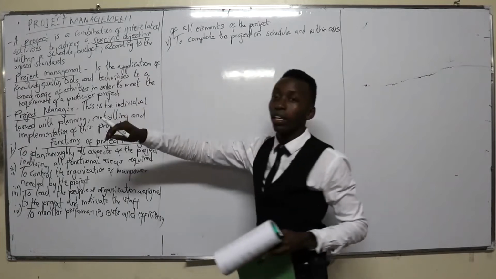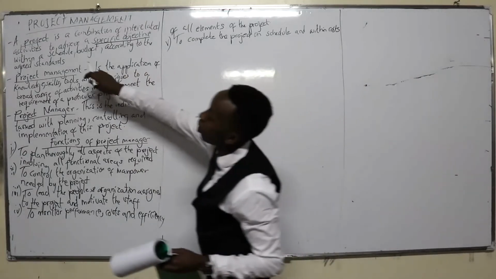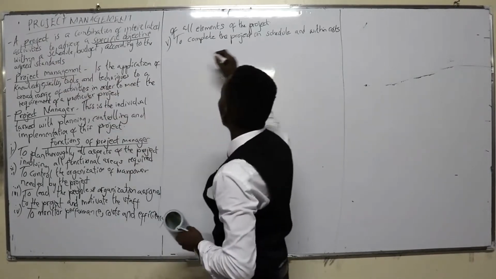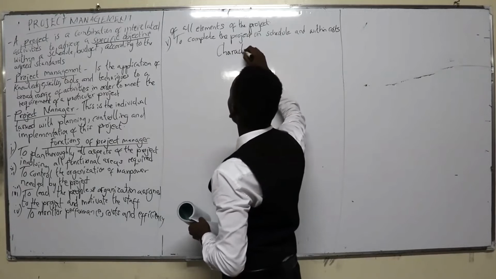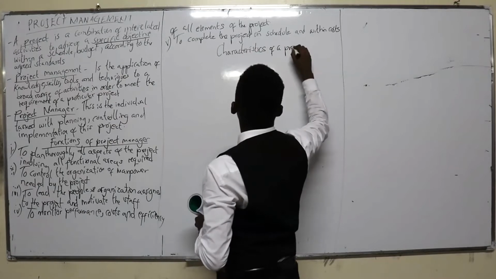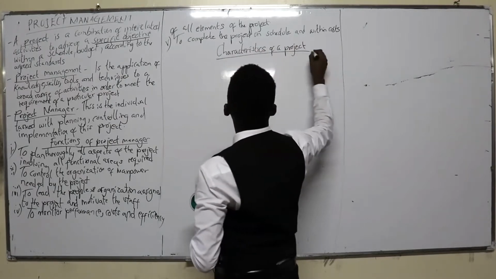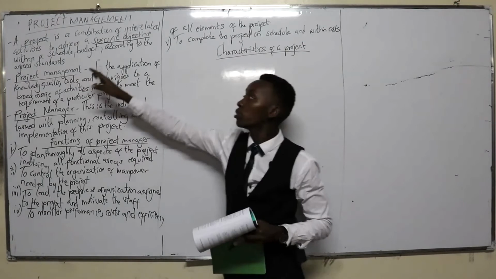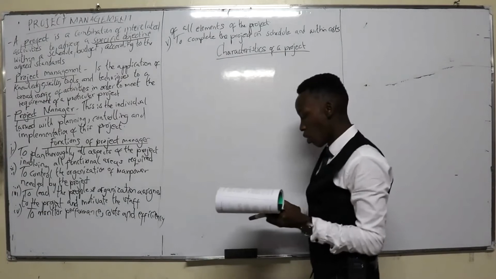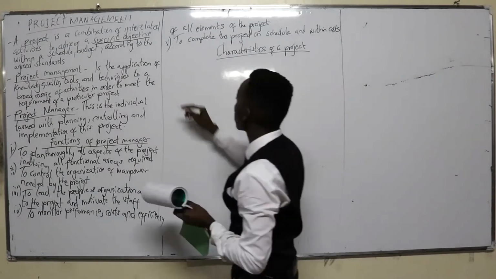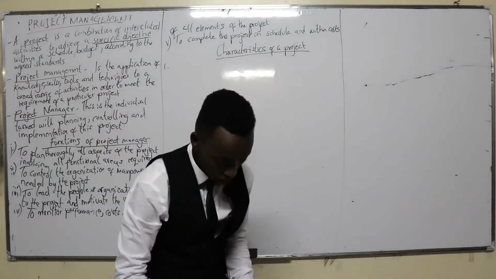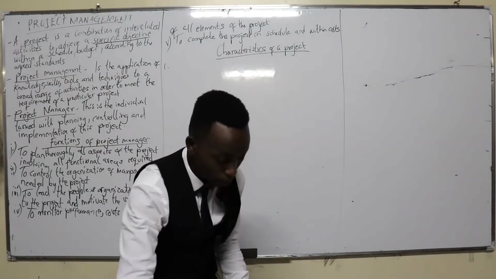Now, the next part we're going to look at is some of the characteristics that define what a project is. Keep in mind the definition of the project, which we said is aimed at achieving a specific objective. So one of the characteristics is that projects are purposeful. They have a reason as to why they are done. Projects are purposeful, or objective-driven.